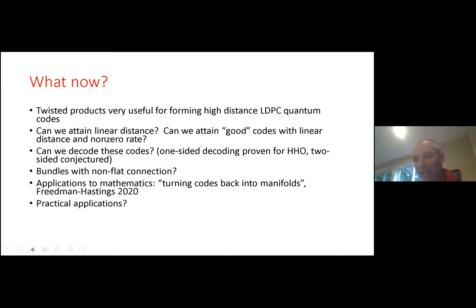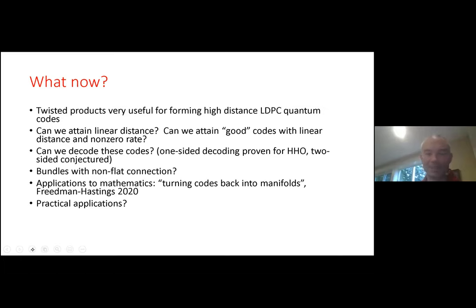So we must wonder, can we actually achieve linear distance with a quantum LDPC code? Can we even achieve good codes with linear distance and linear rate? You know, it's been an open problem for a long time, and now one gets more optimistic that maybe one can even actually find a good quantum LDPC code. Can we decode these codes based on twisted products?